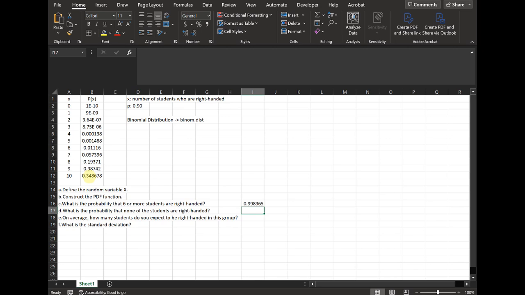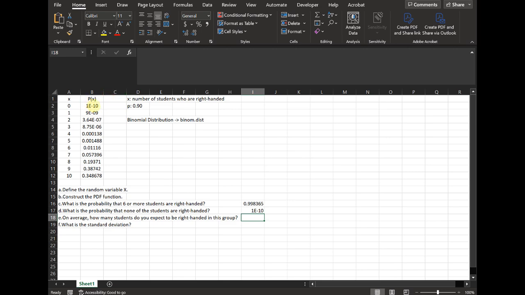So does that make intuitive sense? It does, because there's a 90% chance that you're going to be right-handed. So it should feel like most of them are probably going to be right-handed, 6 or more. And then it says, what is the probability that none of the students are right-handed? So that would be 0, right? And that's referring to this value here.